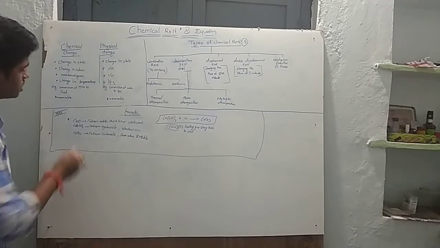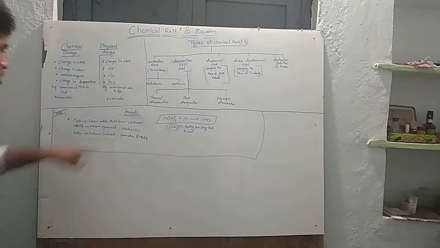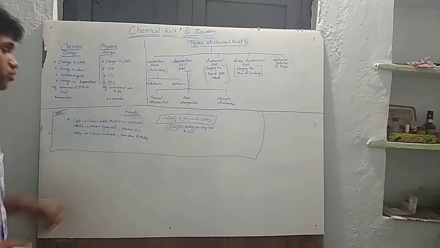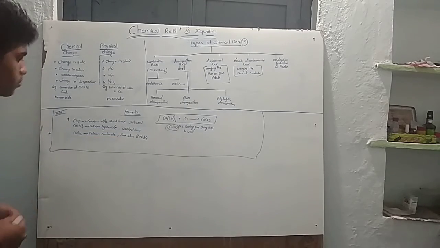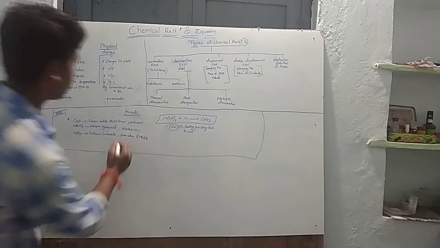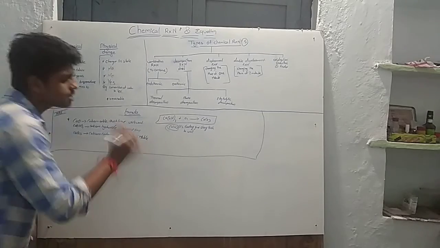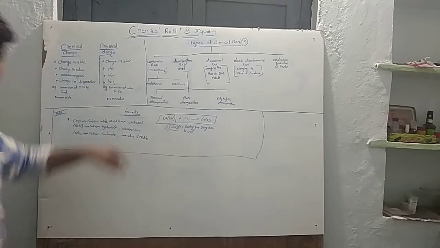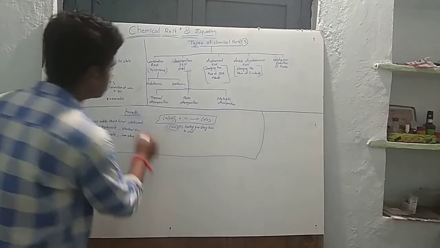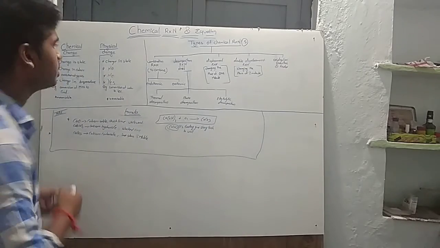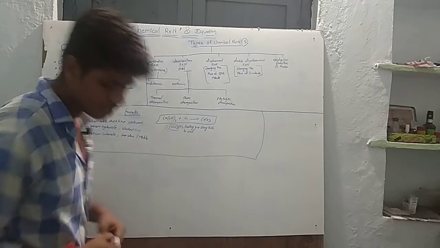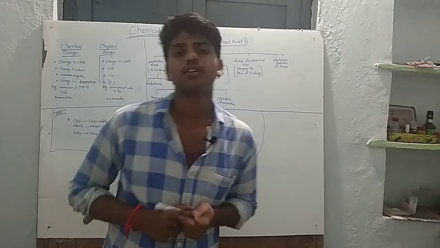The next formula is CaCO3, calcium carbonate, and you will be surprised to know that the formula of limestone and marble is the same. Limestone is used in our makeup powders, and marble is used in our tiles. Tiles are made up of marble. So in this video we will learn.